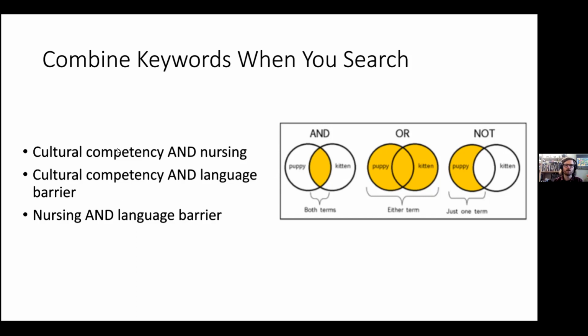In these examples too, you can see that they're always searching 2 keywords at a time. They're doing cultural competency and nursing, cultural competency and language barrier, nursing and language barrier. That's because you don't want your search to get super narrow. You don't want to have 3 or 4 keywords in there. Sometimes you do, but usually 2 is the best way to go about it. And you just pick different articles, and then it's up to you to connect those articles in your paper. You pick different articles to highlight different points you're trying to make.